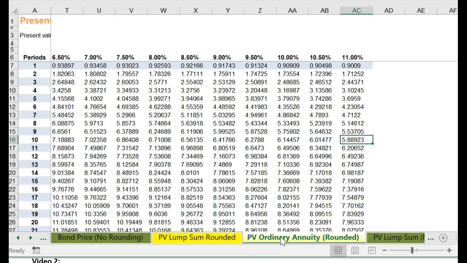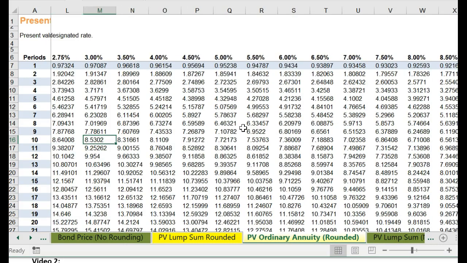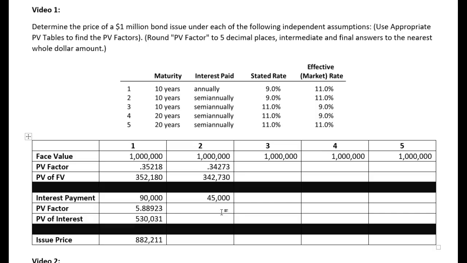So again, let's go over to our ordinary annuity, PV, at the end of the period. We're going to do the same thing. We're going to look up our 20 periods at 5.5%. And we end up with, let me write this down, 11.95038. So let's go back over to our Word document. We're going to put that in.